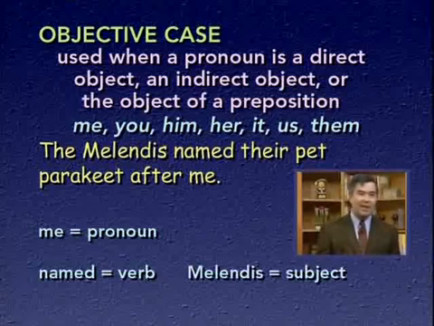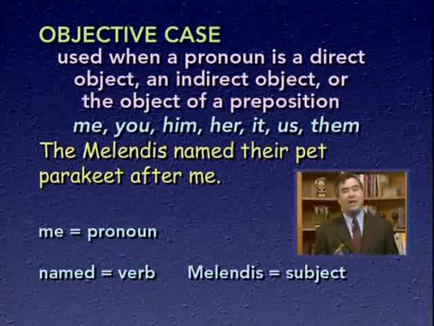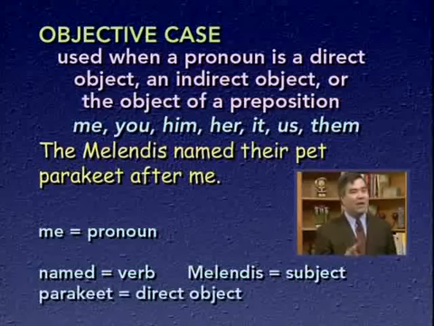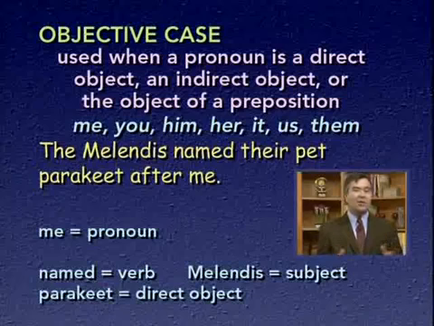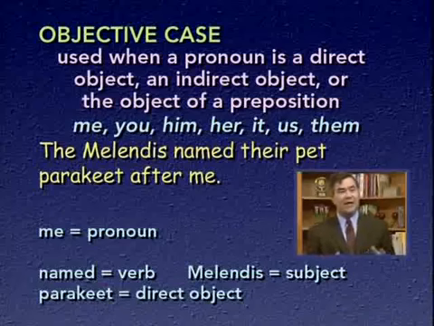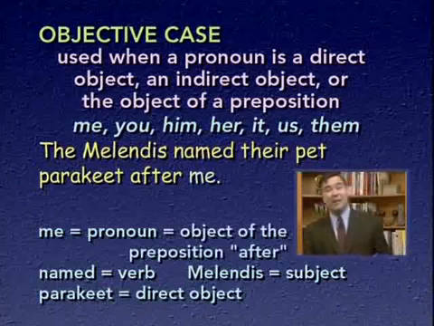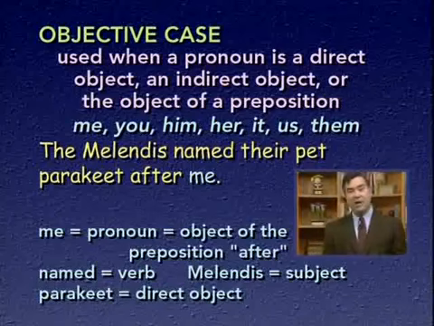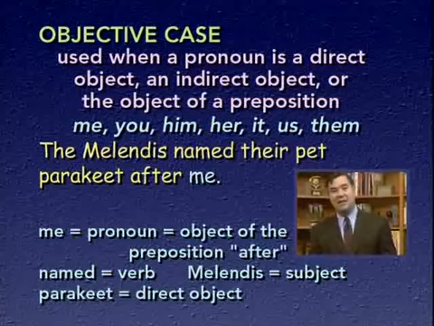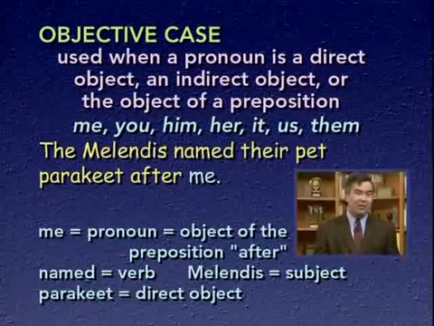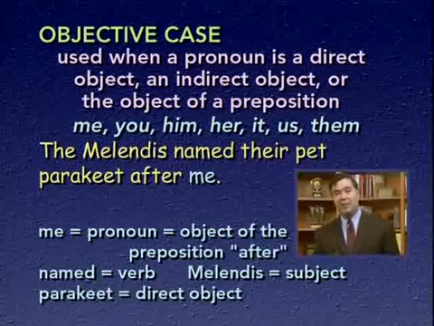Now, what's the direct object of named? The direct object is parakeet. That's who or what the Melendys named. What's the role of the pronoun me? How does that fit into the sentence? In this case, the pronoun me is the object of the preposition after. We have a prepositional phrase in this sentence, after me. After is the preposition. Me is the object of the preposition.